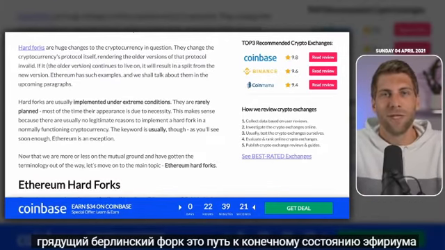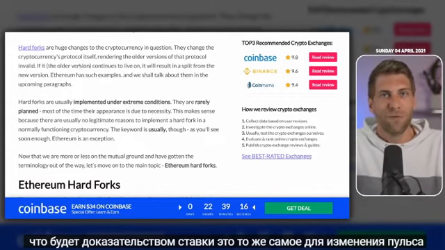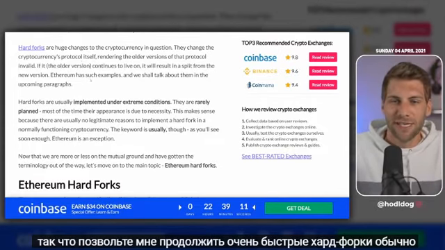This is the way to the end state of Ethereum, which will be proof of stake. This is the same for the PulseChain. I'm pretty sure it will be proof of stake. So just let me proceed real quick.